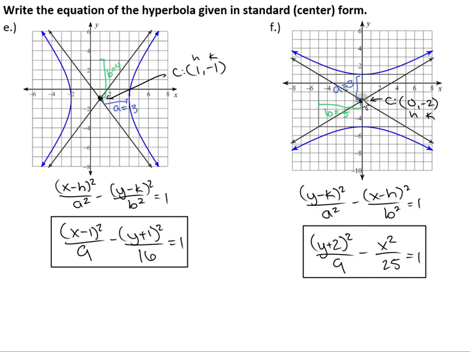over a squared. So what is the distance to get to my vertex from the center? That's 3 units. That's a, and a squared would be 9. How far do we need to go to get to the edge of our rectangular box here? That is 5 units. So b is 5, or b squared is 25. And there you go. There's the equation of our hyperbola.